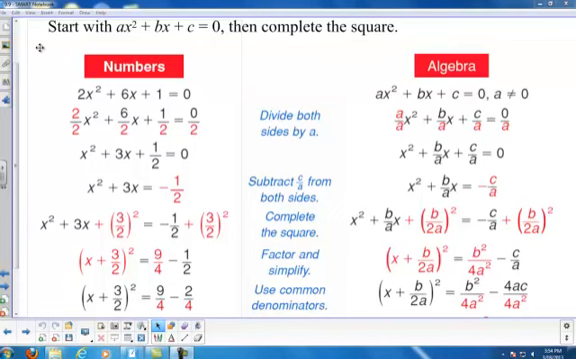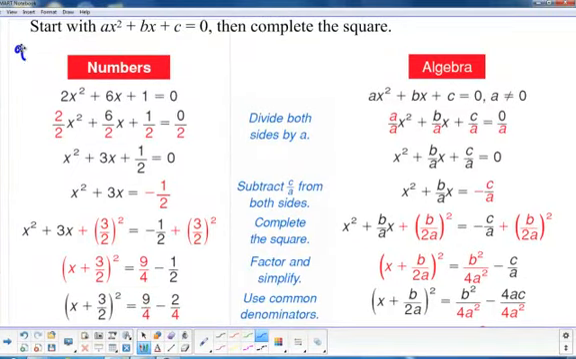All right, welcome back. Today we're going to do the very last section of Chapter 9, Section 9, and it is the quadratic formula. This whole beastly thing explains how the quadratic formula was derived using completing the square.